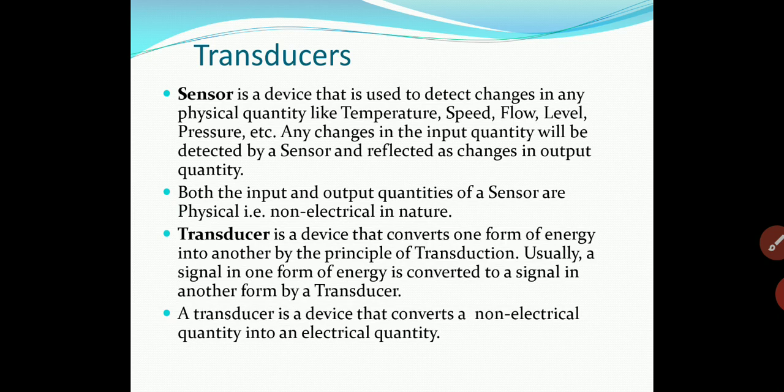So, we can say that all the transducers are sensors, but all the sensors are not transducers because they are not converting any physical quantity into electrical quantity. So it is the basic difference between the sensors and transducer. Sensor is sensing any physical quantity and transducer converts non-electrical quantity into electrical quantity. So this is the difference between the sensor and transducer.